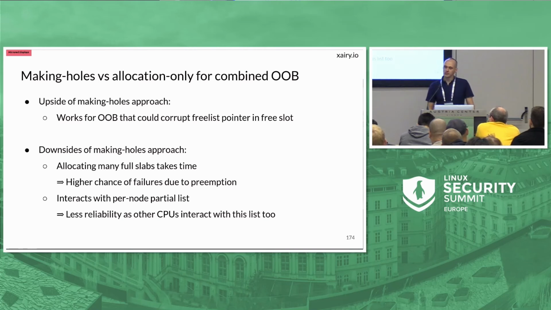This approach also has some disadvantages, and the biggest problem is that it's not very reliable. First of all, allocating that many full slabs takes time, and it's very likely that you're going to get preempted, especially for caches with a very large objects per slab number. And the second thing is that in this approach, we start interacting with the per node list, and this is a global list. Other CPUs might interact with that list too, which adds an additional source of unreliability. So in certain cases, you might have to do it, but typically, SLUB exploits tend to avoid dealing with the per node list just because other CPUs deal with that too, and you don't want any kind of source of unreliability.